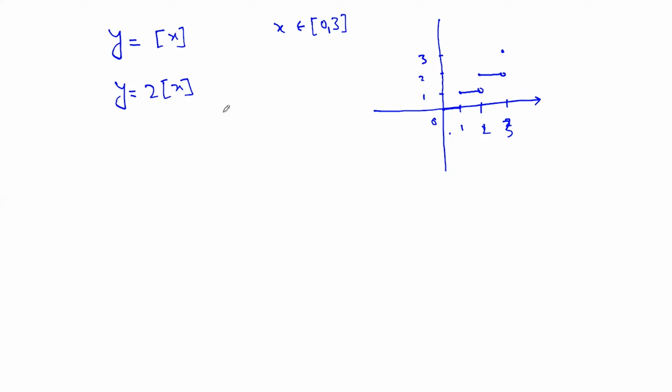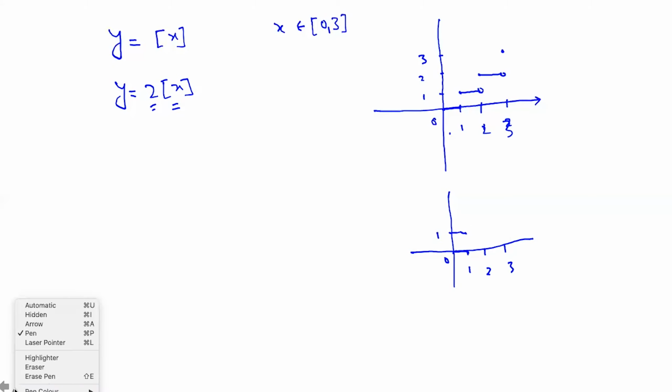So we have to multiply this greatest integer of x by 2. For the transformation in this case, we have to multiply this y by 2. So the new graph will be the same, but it will be extended in y, right? This was 0, so this will be 0 only. At 1, let this be 1.